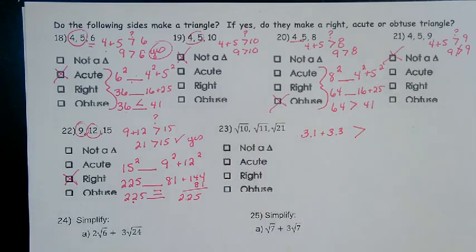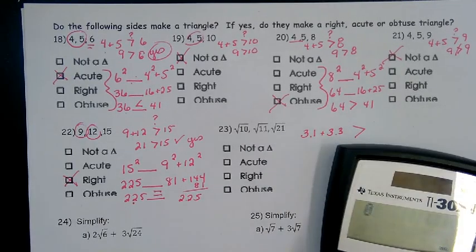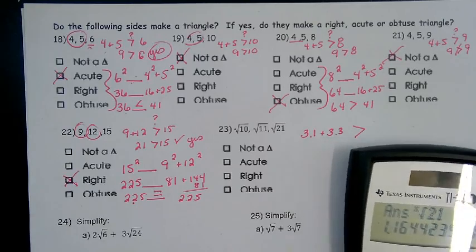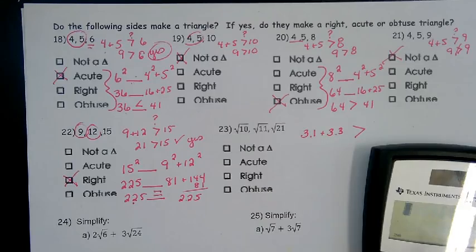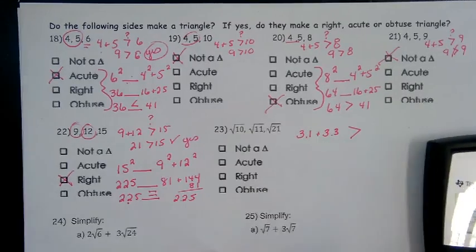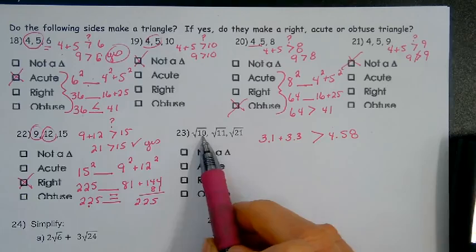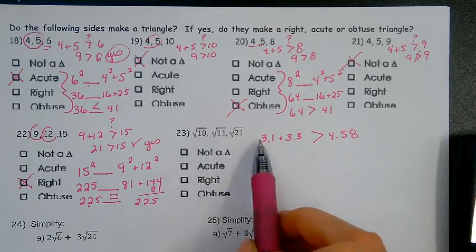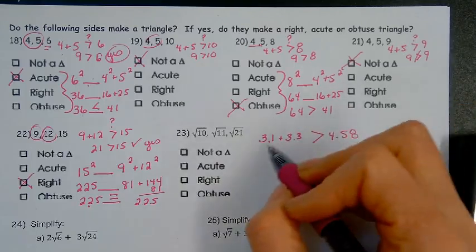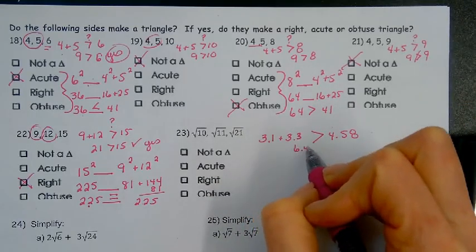Let's see. Square root of 21 is equal to, whoops, try that again. Square root of 21 is equal to 4.58. I know that these are bigger than 3 because the square root of 9 is 3. So anything bigger than that is going to be bigger than 3. If I add them together, we get 6 something, right? 6.4. I don't think that's exactly right, but they're definitely going to be bigger than the square root of 21. So these do form a triangle.